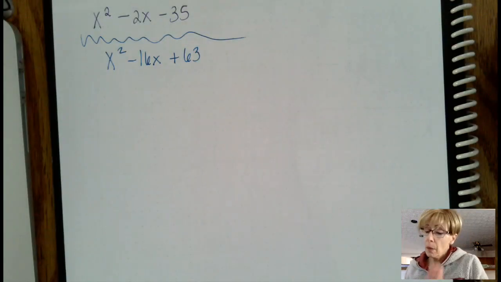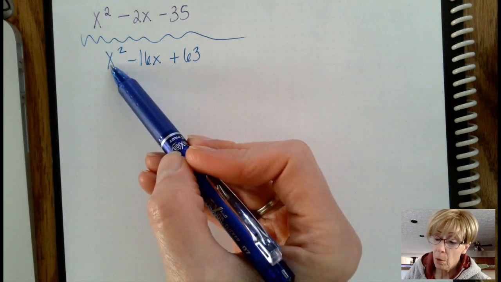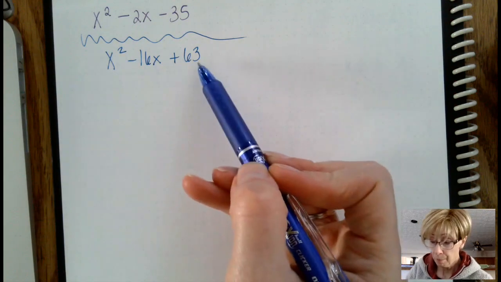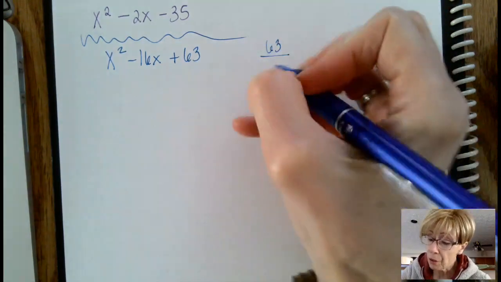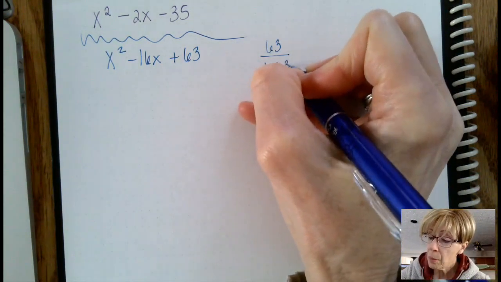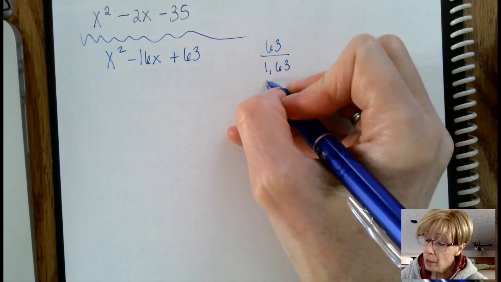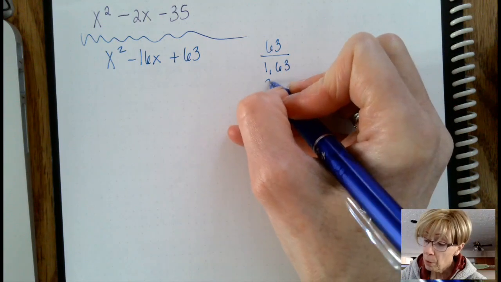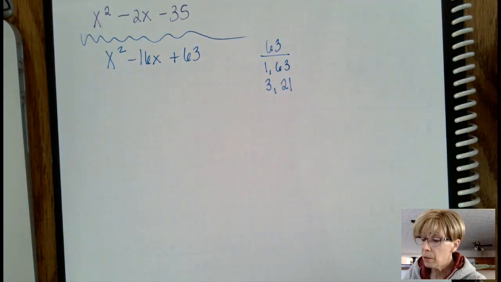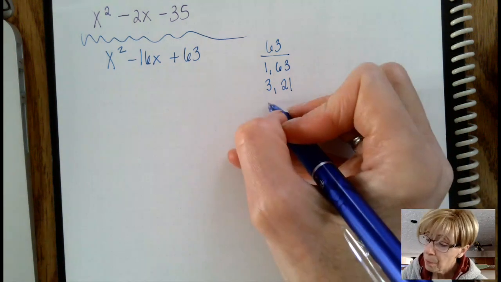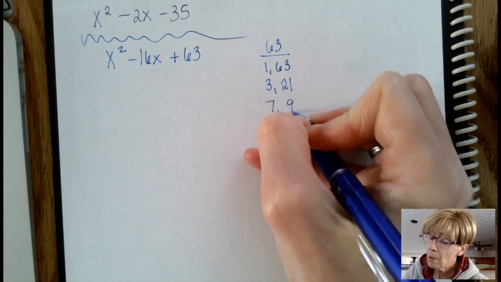And a reminder of what we're going to do. We're going to take 1, which is the number in front of the x squared, times the 63, which is 63. And the factors of 63 are 1 times 63. It's not 2. 2 doesn't go into 63 evenly, but 3 and 21 does go into 63 evenly. Not 4, not 5. I don't even think 6, but 7 and 9 does.